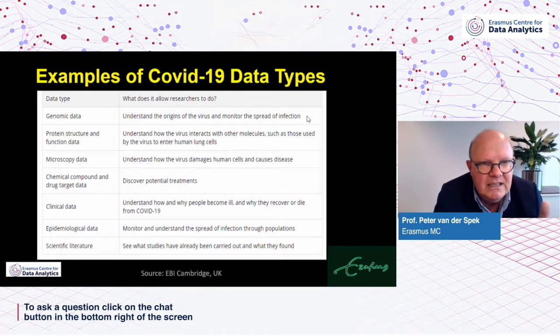etc. Epidemiological data tells something about how the virus is spreading. And of course, you want to continuously monitor the scientific literature. So those are very different data types. Basically, you want to suck it all in and be able to connect different data types and overlay them to start getting more and more information about what's going on.